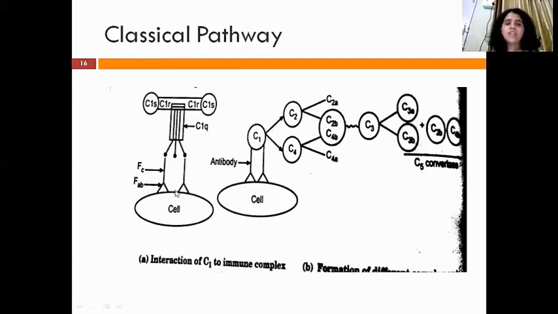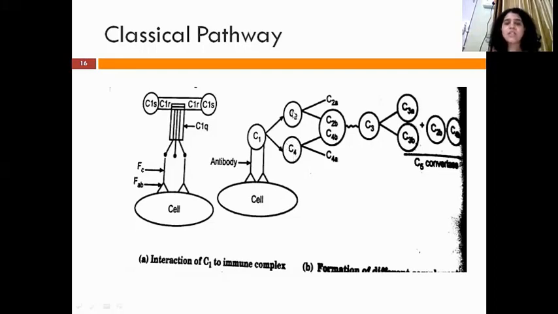Since the antigen-antibody reaction has taken place, this C1 protein, which is made up of one C1q subunit, two C1r subunits, and two C1s subunits, will get activated. First of all, the C1q portion will link to the Fc region of the antibodies, and the C1 will get activated. Once this C1 subunit is activated, it will activate C2 and C4. It doesn't get converted; actually, it activates C2 and C4.